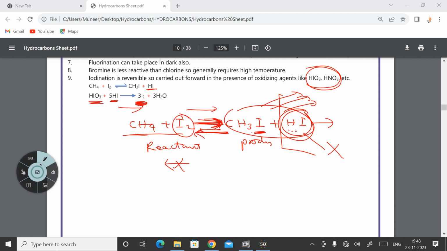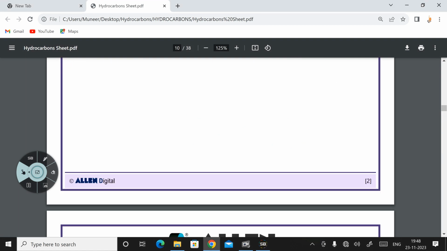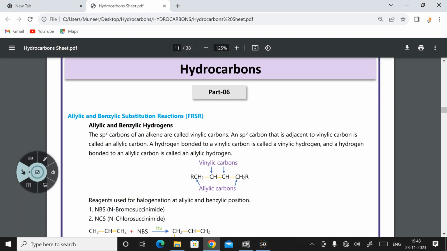Okay, like that. Bromination takes place in the presence of heat, high temperature. So that is about halogenation.